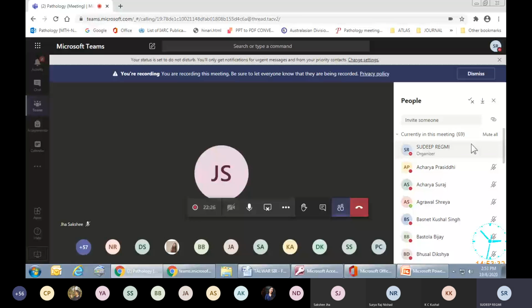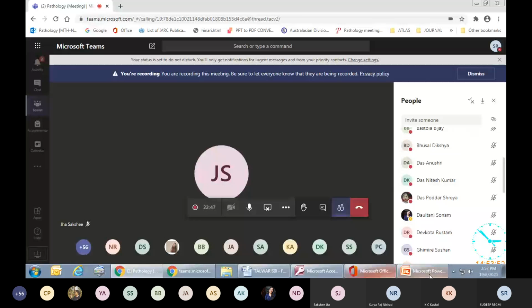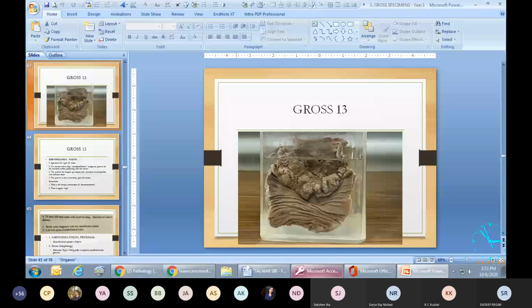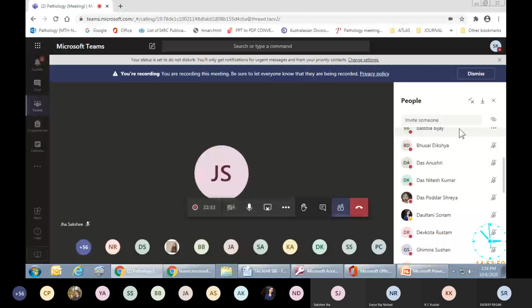Some of you are leaving the meeting. I can know whoever is leaving the meeting, when and for how much time they are leaving. So do not leave the meeting, stay in the meeting. Okay, then we'll move ahead.